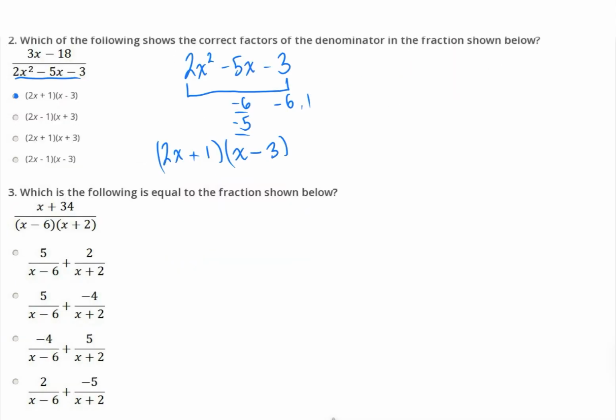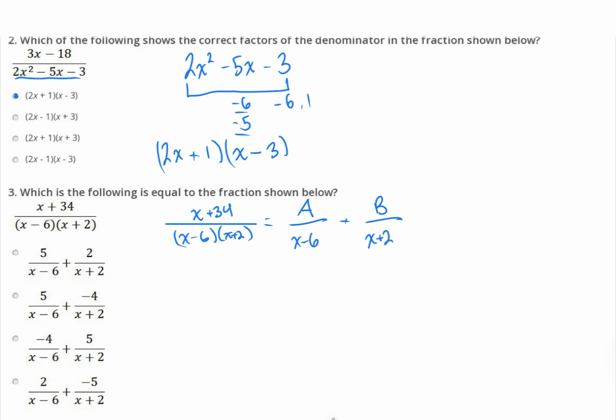The final question is this. Which of the following is equal to the fraction shown below? The first step calls us to factor the denominator, and the question actually gives us the factored denominator, so we get to skip step 1. Now we set it equal to a over factor 1, which is x minus 6, plus b over factor 2, which is x plus 2.